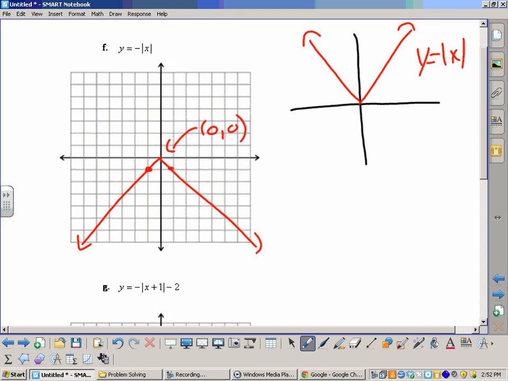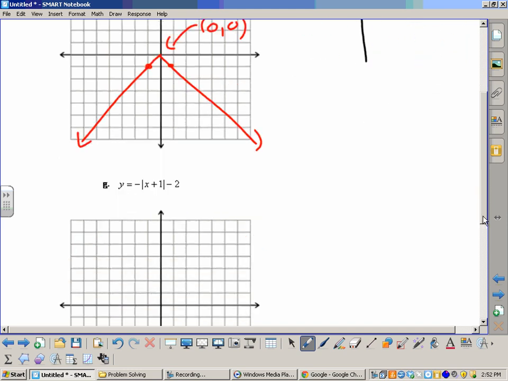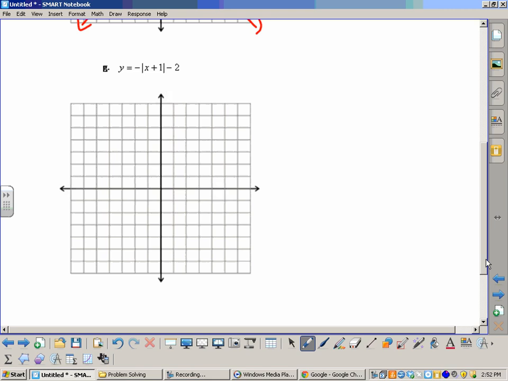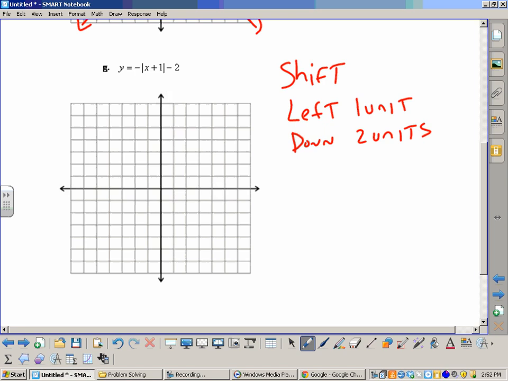Now we can try a harder absolute value. This is going to be sort of like a vertex form. The shift is going to shift over to the left 1 unit and down 2 units. So the first thing you should do is plot the vertex point. So you're going to go over 1, down 1, 2.